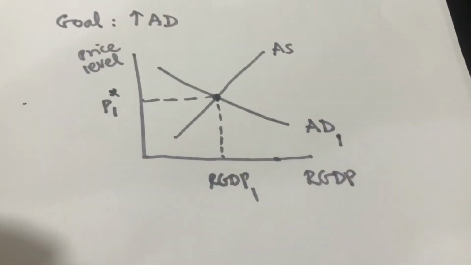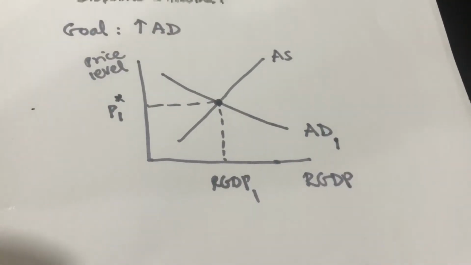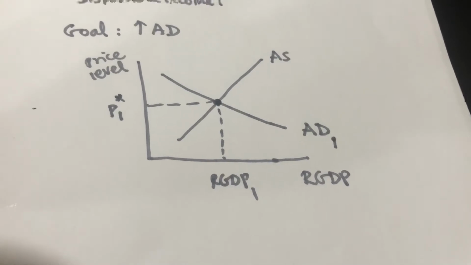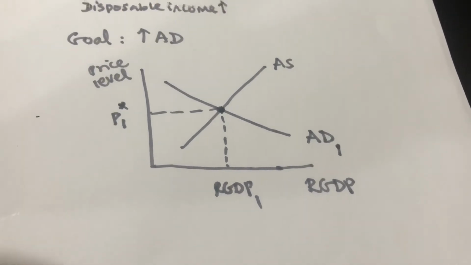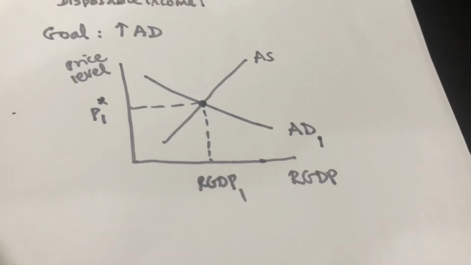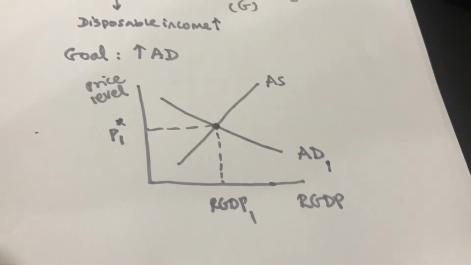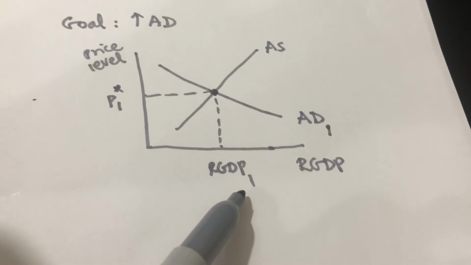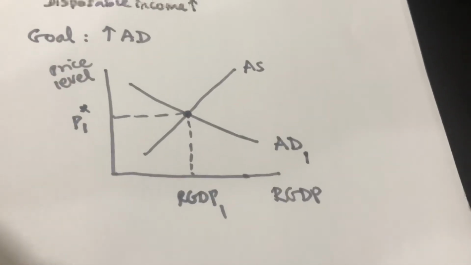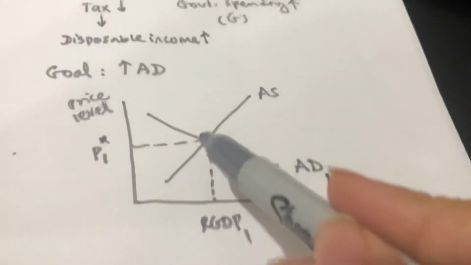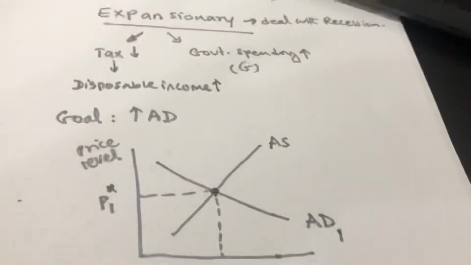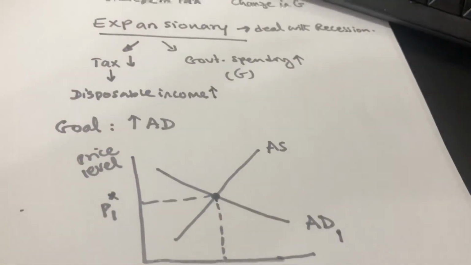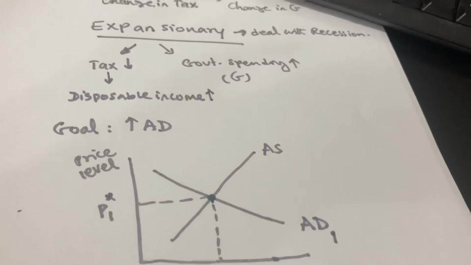Okay, or you can look at the lecture notes. I put also an example with a graph with a numerical example. Same thing. I'm just using letters here. I'm just going to label my price as P star one and my output real GDP number one. So right now we have recession. The equilibrium is here. Now the government is implementing the expansionary fiscal policy.